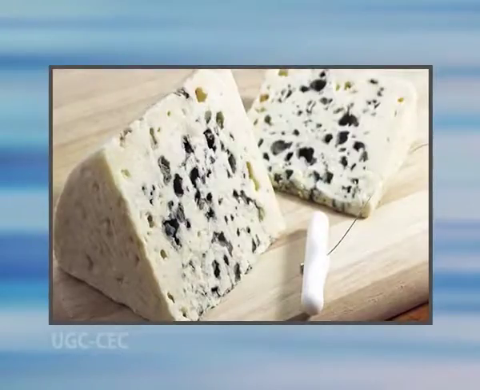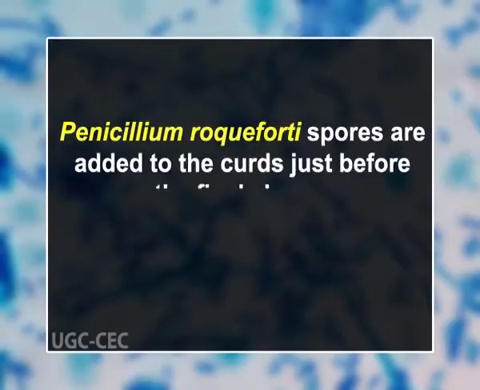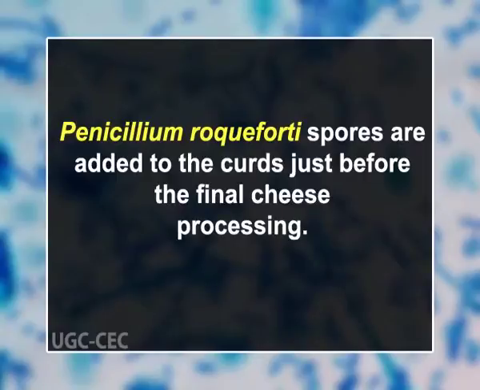The cheese curd can be packaged for ripening with or without additional microorganisms. Cheese curd inoculation is used in the manufacture of Roquefort and blue cheese. In this case, Penicillium roqueforti spores are added to the curd just before the final cheese processing.